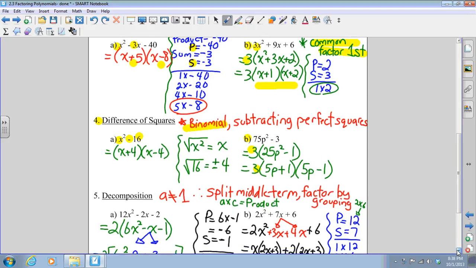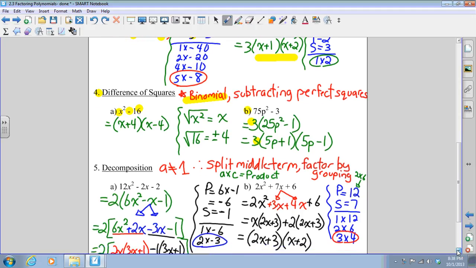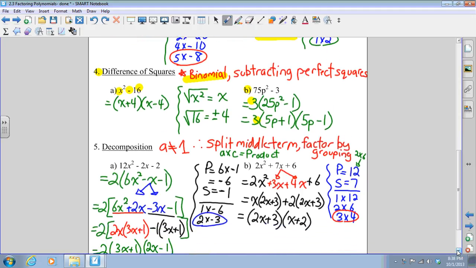Now, the hardest factoring type is decomposition. I know people get frustrated with this one because it takes a lot of time and a lot of work. How do we recognize decomposition? It's a trinomial where a does not equal 1 and it can't be factored out. The key here, guys, is that we split the middle term up into two things, so we have 4 terms, and then we common factor by grouping.